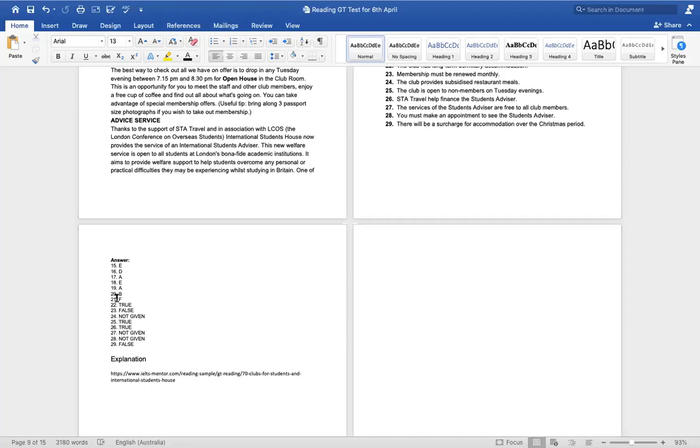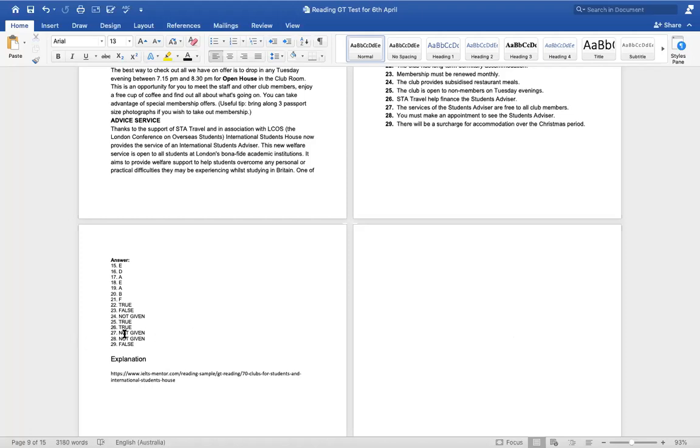Okay, so 22 is true. Both of you have written 23 is false. 23, I think we had already discussed. Okay, 23 is false. 24 is not given. All three of you have got it right. 25 is true. All three of you have got it. 26 is true. Rajesh has written not given, but the rest of you have got it as true.